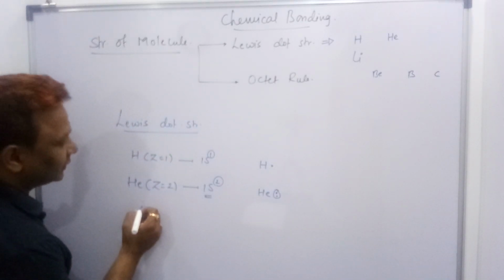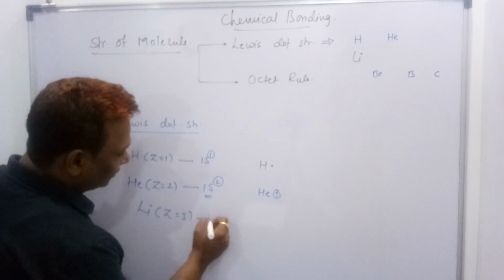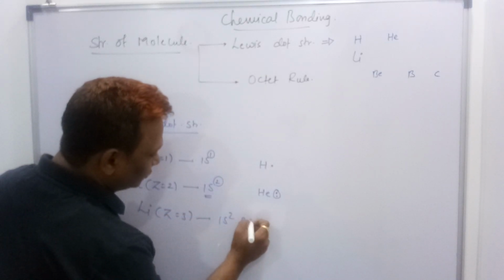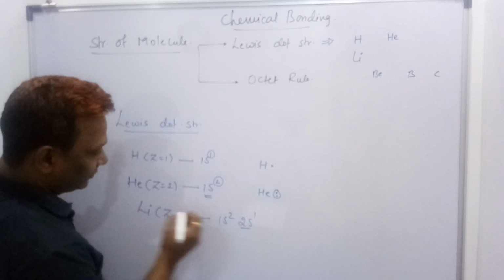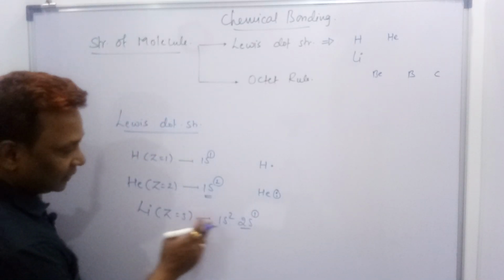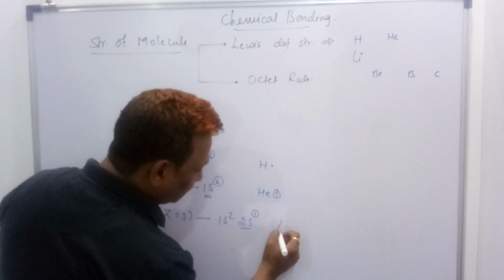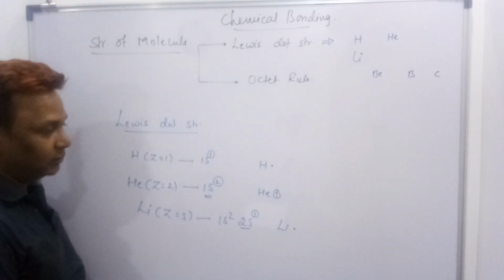Second, let us go to lithium. The atomic number of lithium is 3, so the configuration is 1s2, 2s1. You can see this is the valence shell of lithium, and in this valence shell there is only one electron. So lithium has only one electron in the valence shell and can be written as 1 dot.